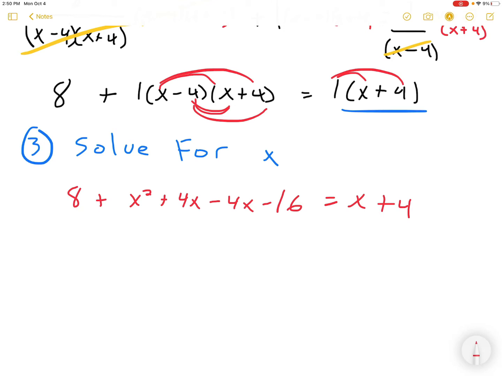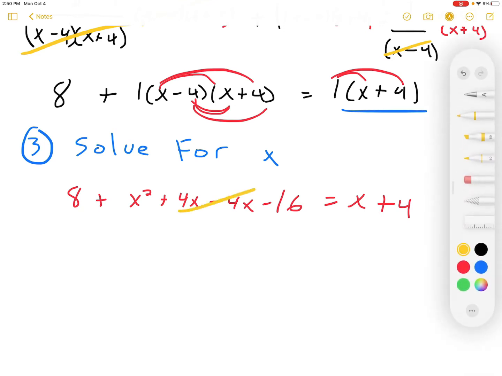And then gathering like terms, we could see that the b terms, or the middle terms, cancel, and we're left with 8 plus x squared minus 16 equals x plus 4.